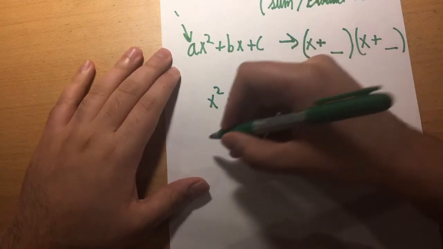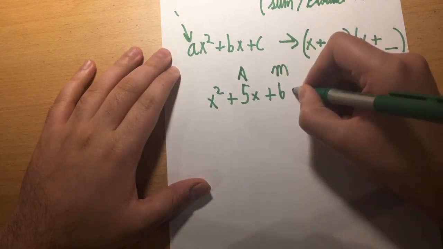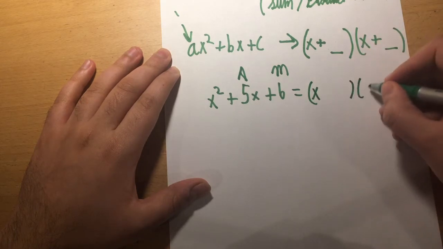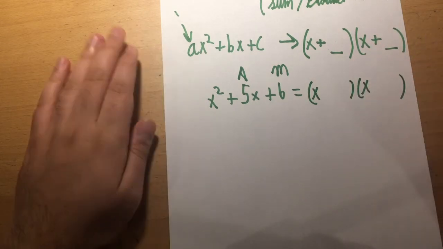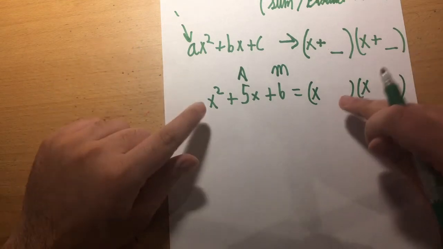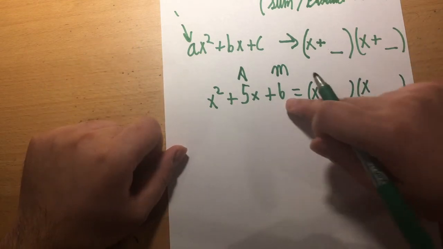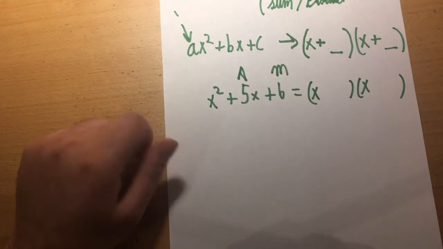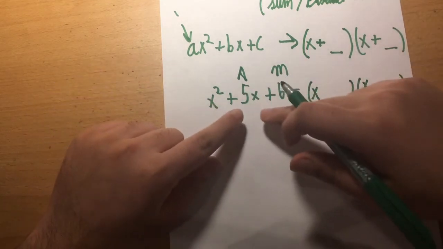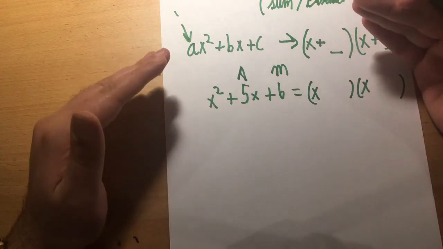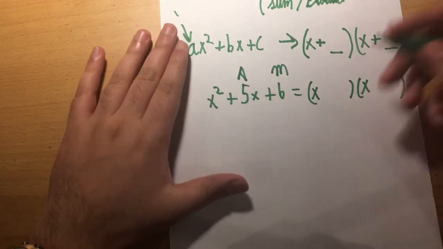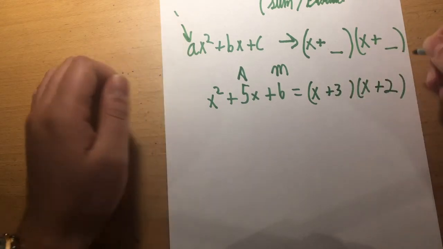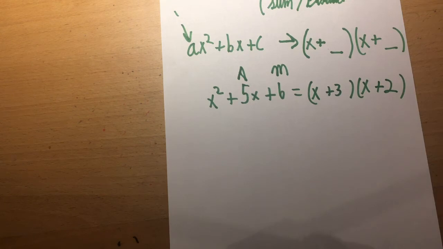So we know we want to get something like x plus or minus something, and x plus or minus something. So we need to figure out two numbers that multiply to 6 and add to 5. In this case, it's kind of easy to figure out: 3 and 2, a positive 3 and a positive 2. And that's all there really is to the AM method.